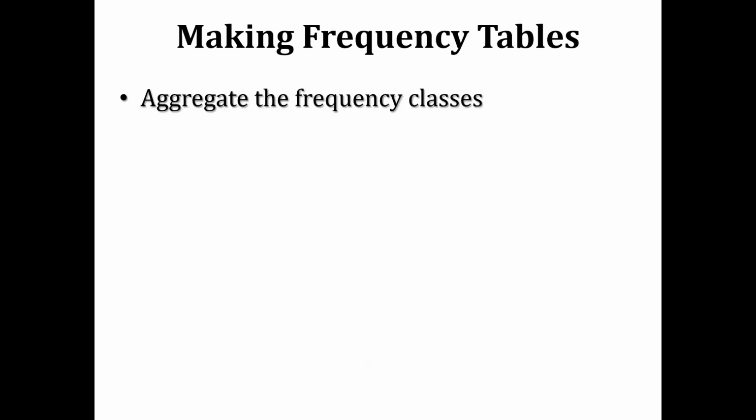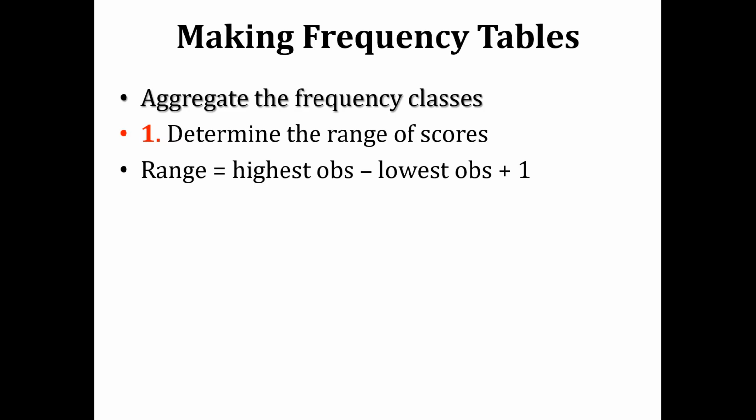Right, so we are going to aggregate the frequency classes, and how are we going to do that? First of all, we have to determine the range of scores. The range of scores is the highest observation minus the lowest observation plus 1, which in this case is 200 minus 156 plus 1, and it is equal to 45. So 45 is our range of scores and 45 is our spread of observations. As we discussed earlier, we have only 50 observations spread into 45 classes, and therefore it is not suitable for us to represent each of those frequency classes and make a huge frequency table of 45 classes.